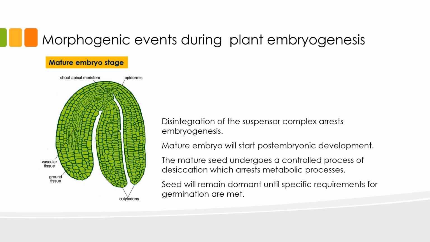When this happens, the mature embryo will start post-embryonic development, where it will undergo a controlled process of desiccation or drying. Just like during pollen maturation, the dehydration process is meant to temporarily arrest or stop any metabolic processes that puts the embryo in a state of dormancy. It will remain dormant until specific requirements for germination are met.